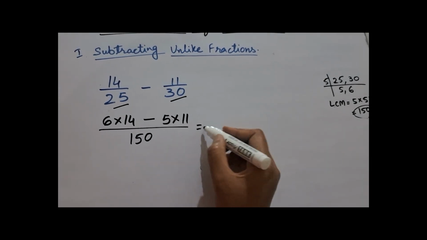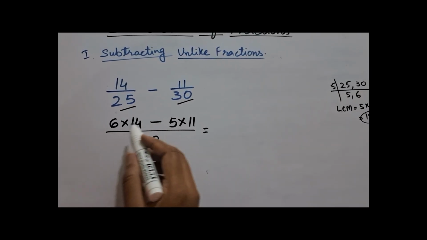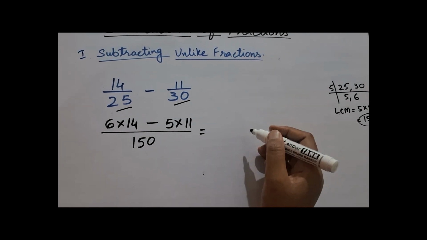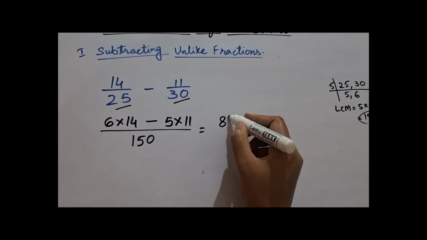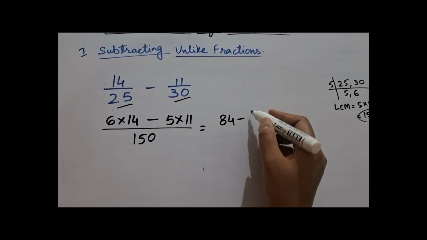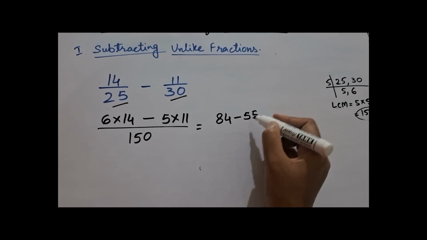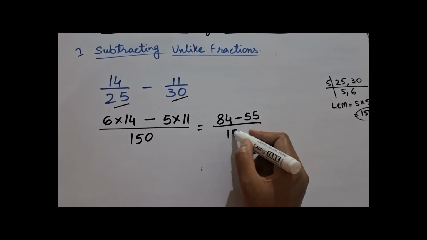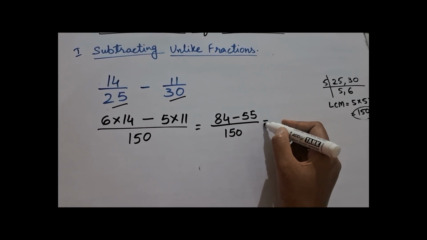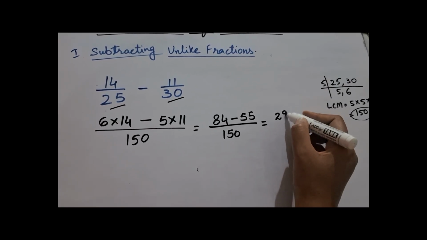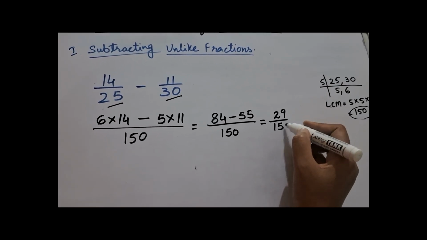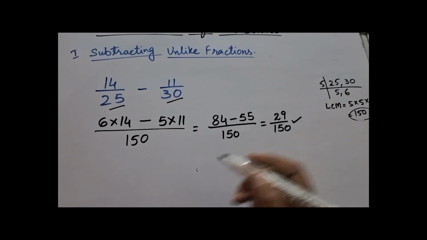Okay, which is equal to 6 into 14, we get 84 minus 5 into 11, 55 by 150, which is equal to 29 by 150. This is the answer.